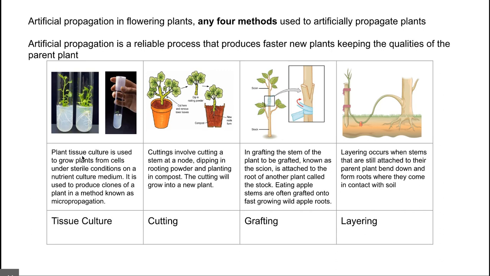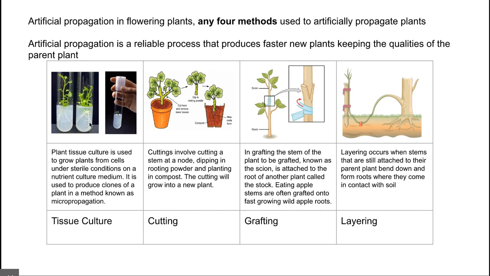So plant tissue culture is used to grow plants from cells under sterile conditions on a nutrient culture medium. So if we're starting off with individual cells of plants, you can get many, many thousands of new plants from one individual parent plant. It produces clones of a plant in a method known as micropropagation. So it involves plant growth regulators, starting off with a single cell. The correct regulators are applied so that it develops into a new plant. Okay, so this can be mass production of many plants from one parent plant.